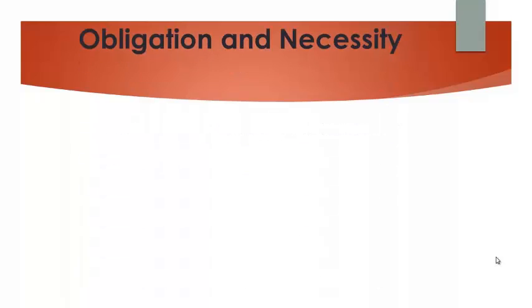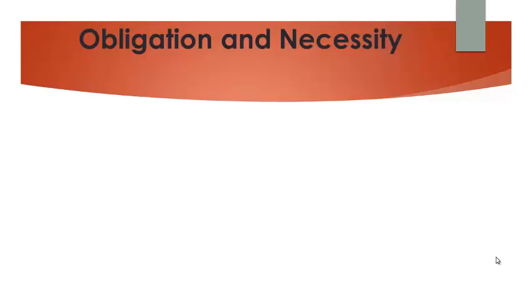Our grammar today is obligation and necessity. Obligation and necessity means things that are very important or necessary to happen. How do we say that something is very, very important, that you need to do something?